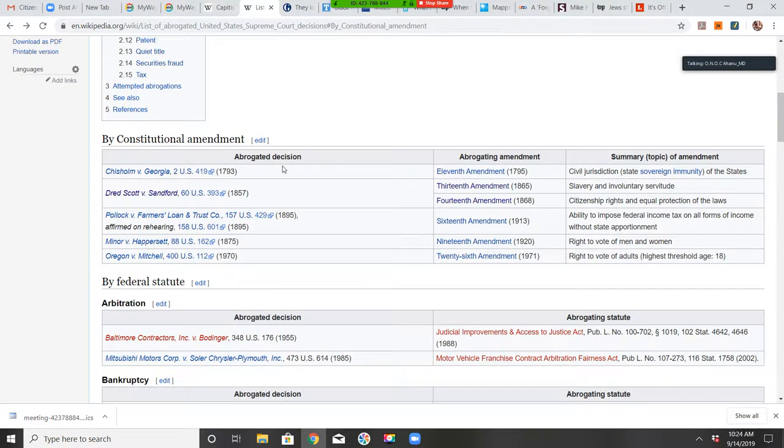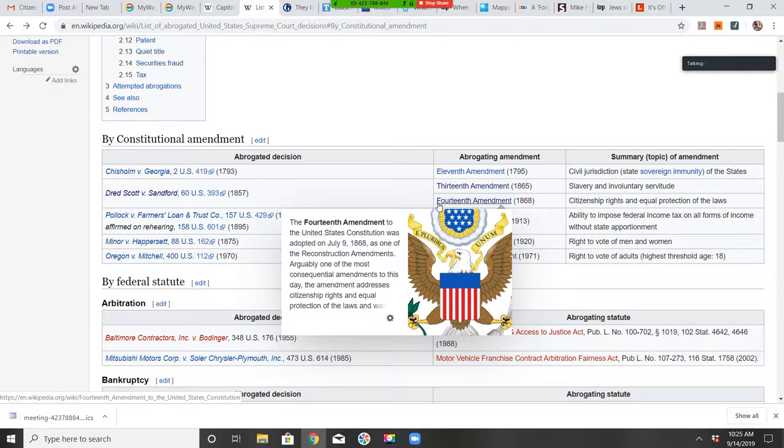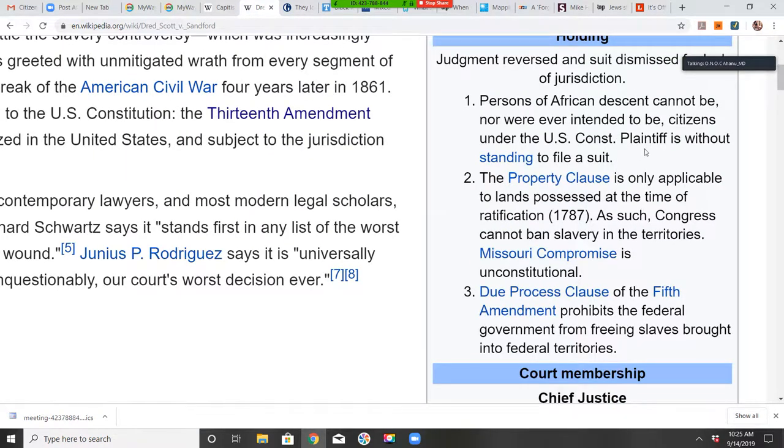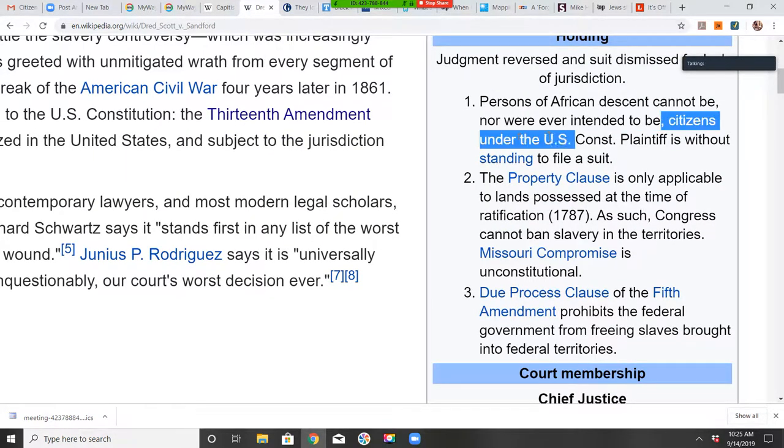You come up here and it says abrogated decision, and it gives you the amendments that change something. It gives you 14 and 13. I just showed you the first part. The 14th Amendment changed one small part of Dred Scott. It changed the intentions of the country. So now they can no longer say "nor were ever intended to be." All right, that's the first part.